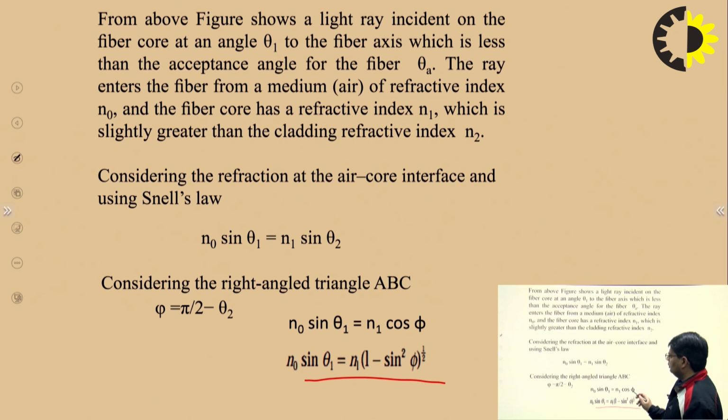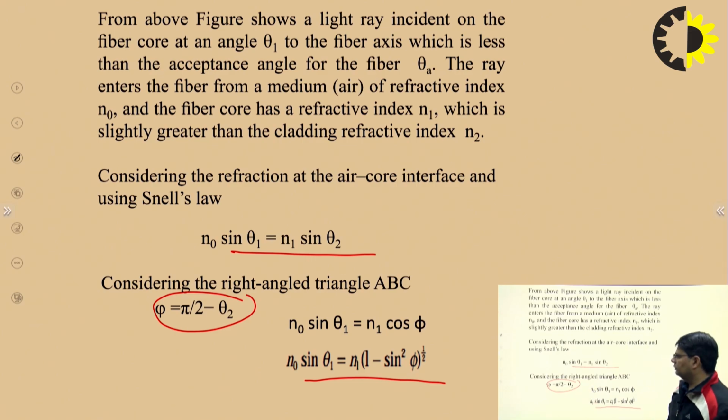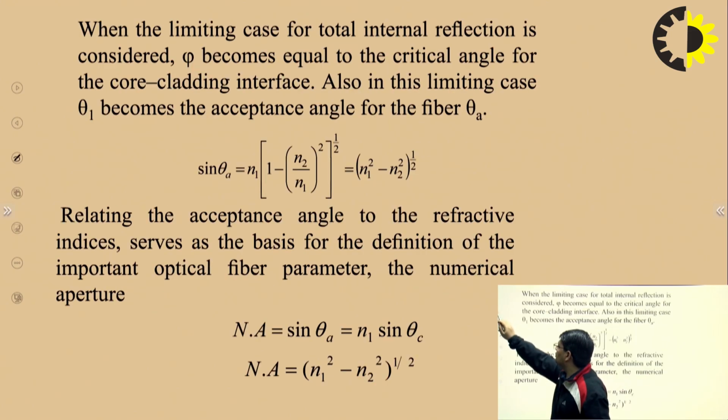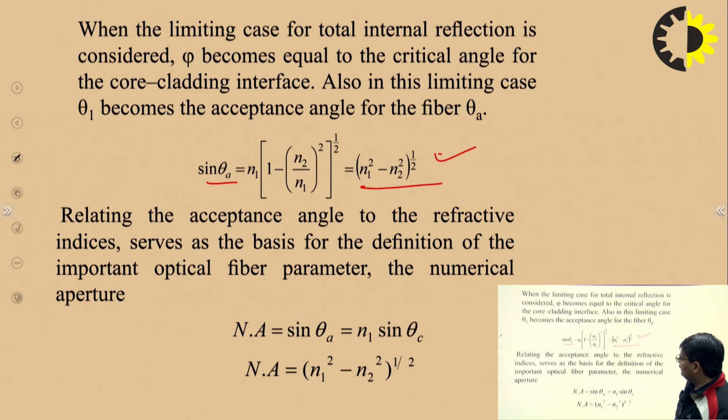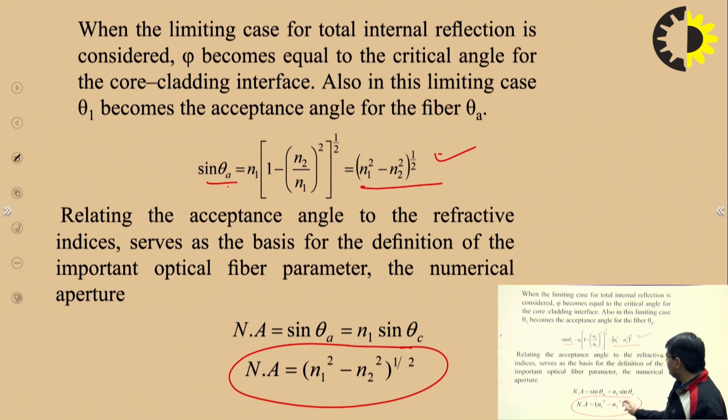this one. This is Snell's law. Applying the value of theta 2 in terms of phi, you have cos phi, and 1 minus sin phi. Putting the value for the critical case, we have sine of theta a equal to this one, and this is nothing but termed as the numerical aperture. So numerical aperture, which is the light gathering or collection capability of the fiber, can be simply represented in terms of the refractive index of core and cladding.